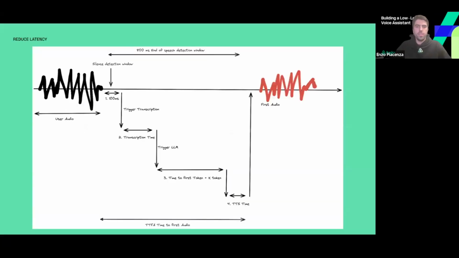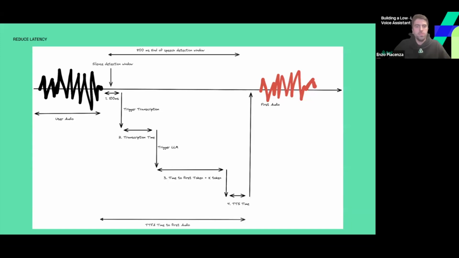So the first step was how to detect end of speech. We took a very naive approach, which was, okay, if there is 800 milliseconds of silence, we will say the user is done speaking. It's a bit naive, and a downside is that we always have to wait 800 milliseconds to actually do anything. And we didn't want to wait 800 milliseconds to trigger our answer pipeline.